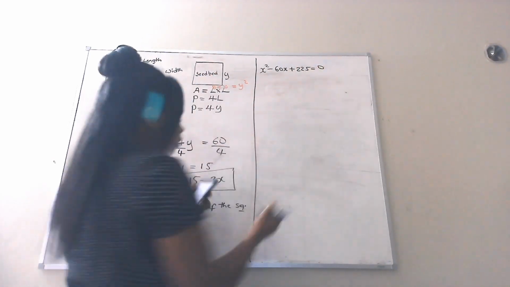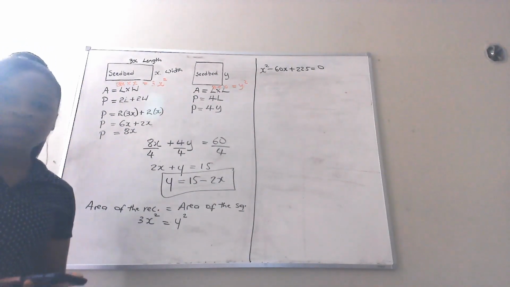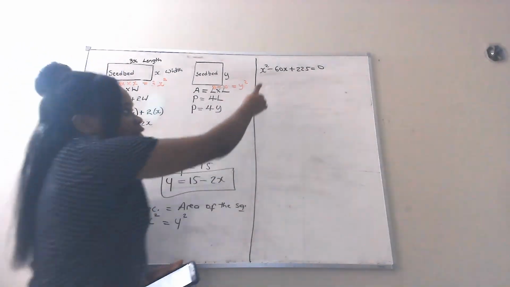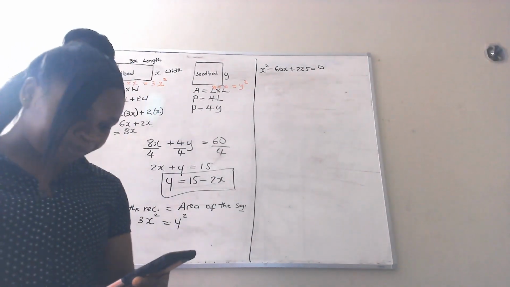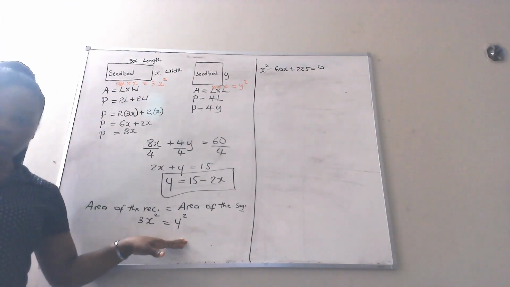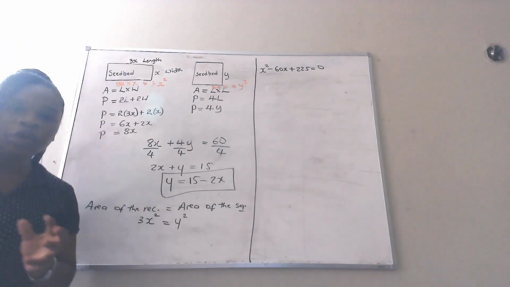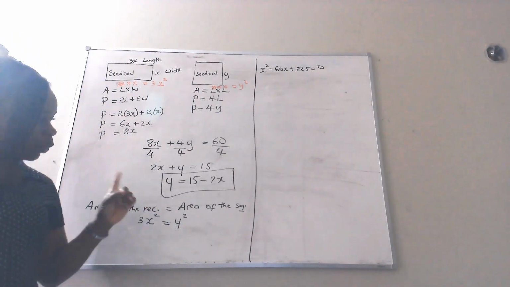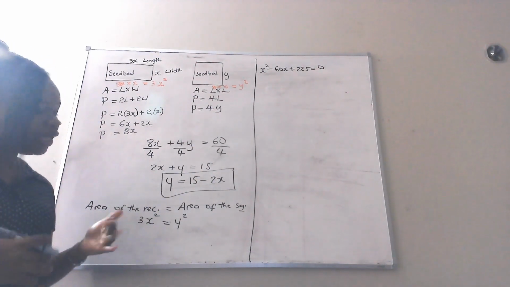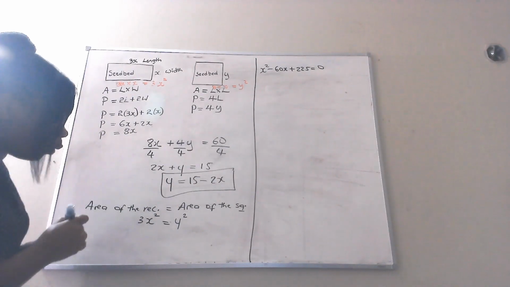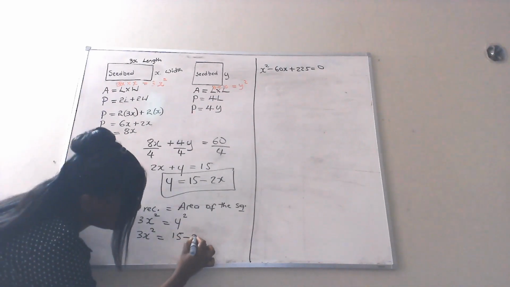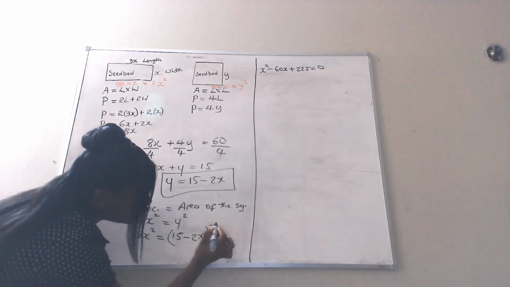This is what they've given us. And they want us to use everything that we have so far to get back this. So let's get started. 3x squared is equal to y squared. Now we know what y is. We worked out earlier that y is equal to 15 minus 2x. So all we need to do is to substitute that for y. So 3x squared is equal to (15 minus 2x) all squared.